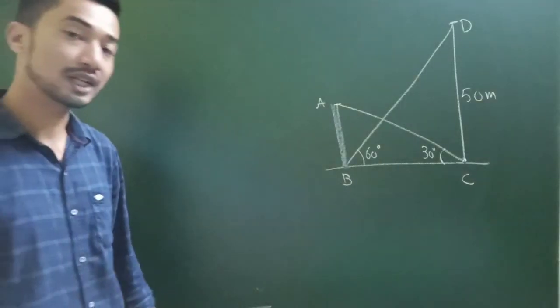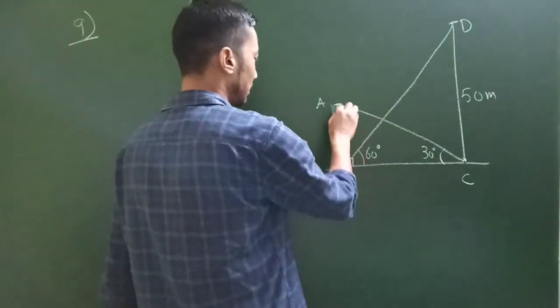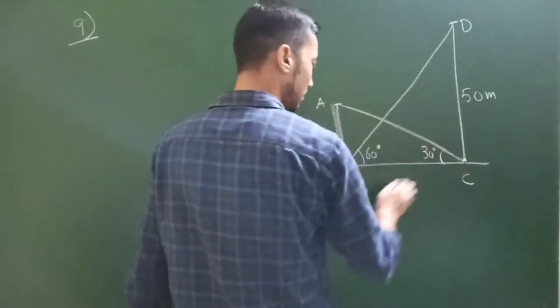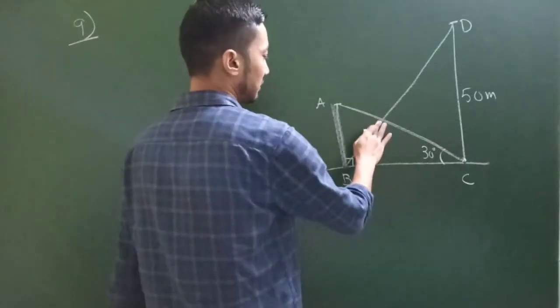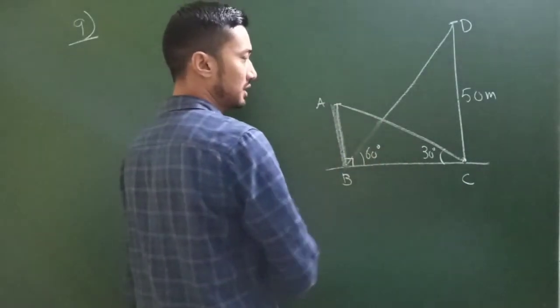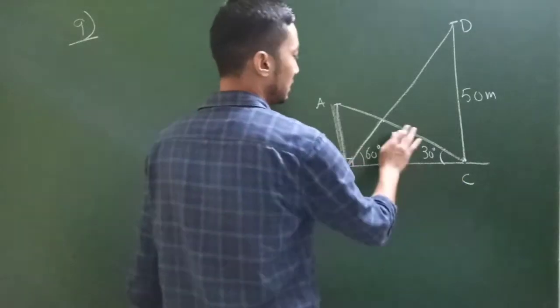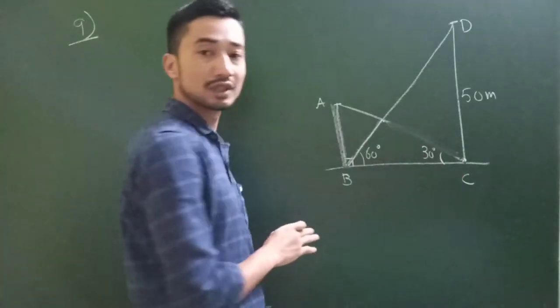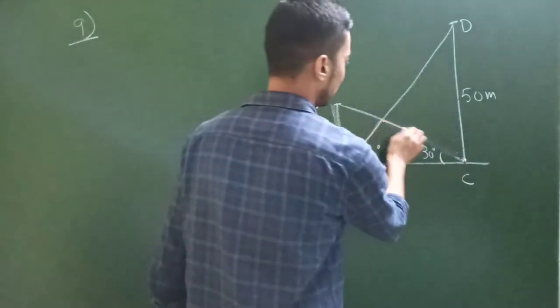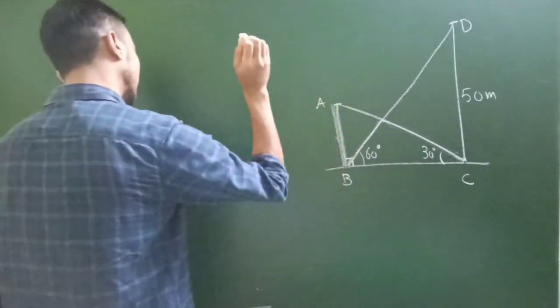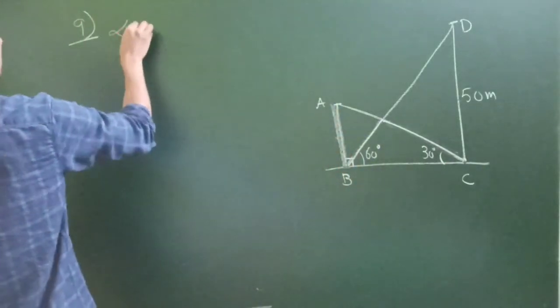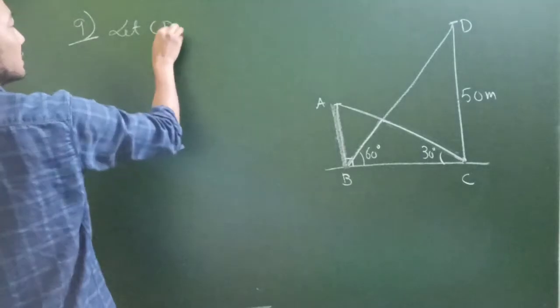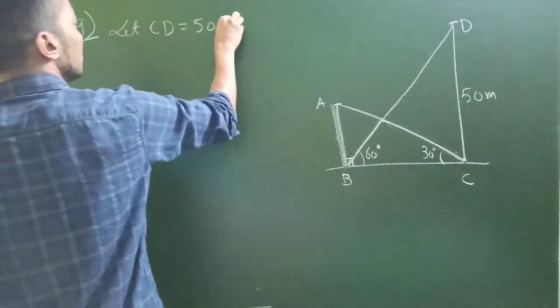So how many triangles do we have here? We have two triangles: triangle ABC and triangle BCD. So let's solve and try to find out AB. Let CD be equal to 50 meter.